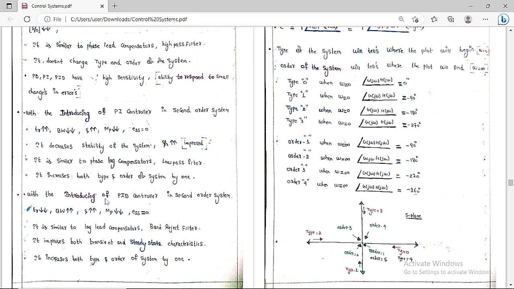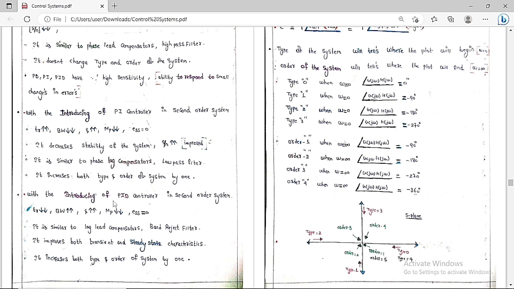Now we are going to discuss another point, which is introducing the PID controller in a second order system. Suppose we introduce the PID controller in a second order system, then what are the things that are going to be affected? PID is nothing but a lag-lead compensator. I have already told you the lag-lead compensator is going to improve both the transient response as well as the steady state response.